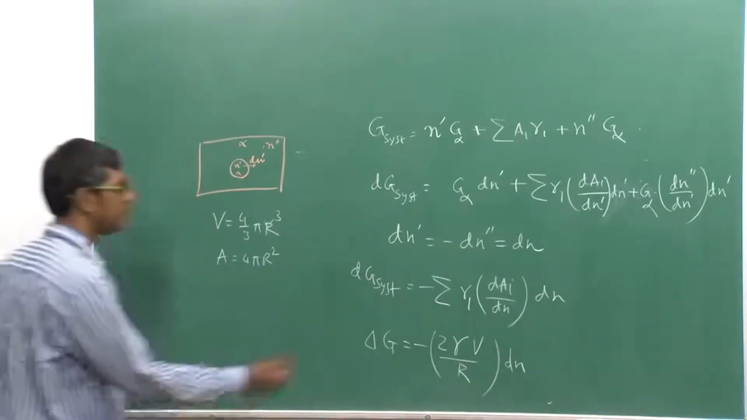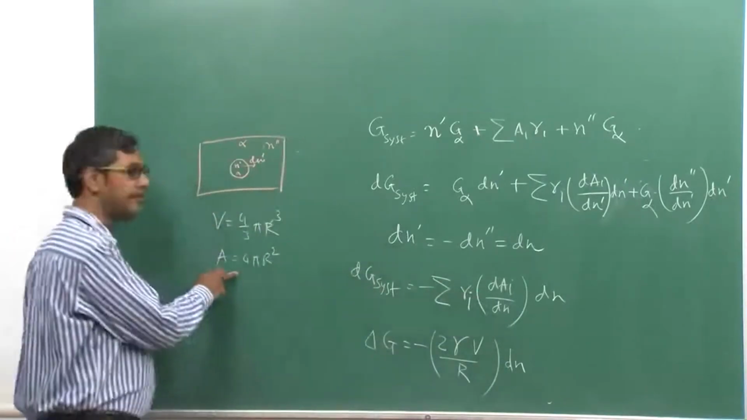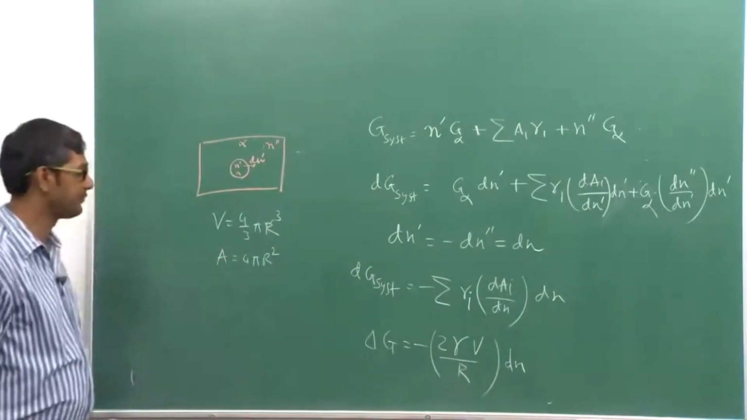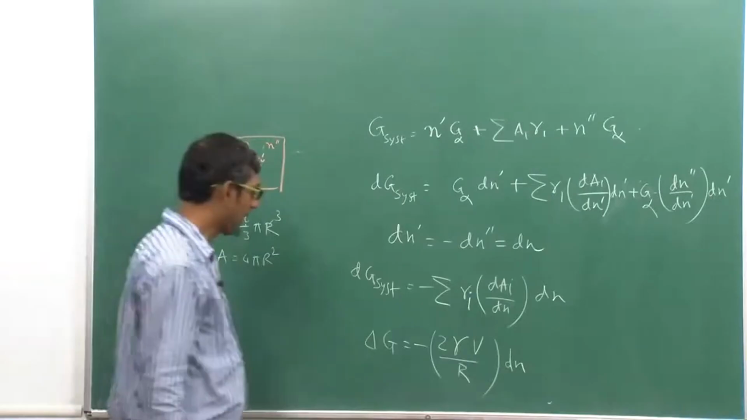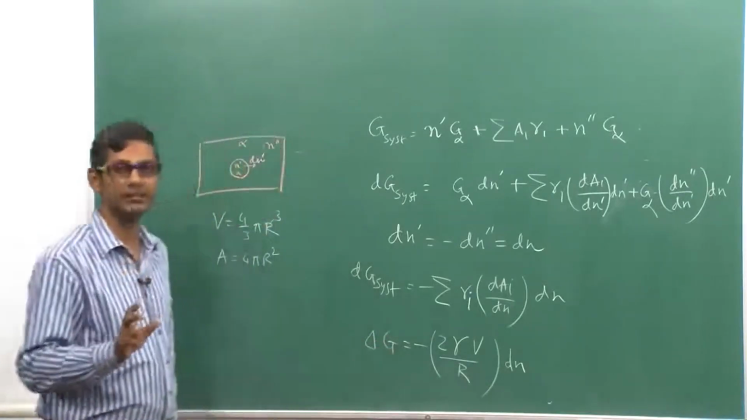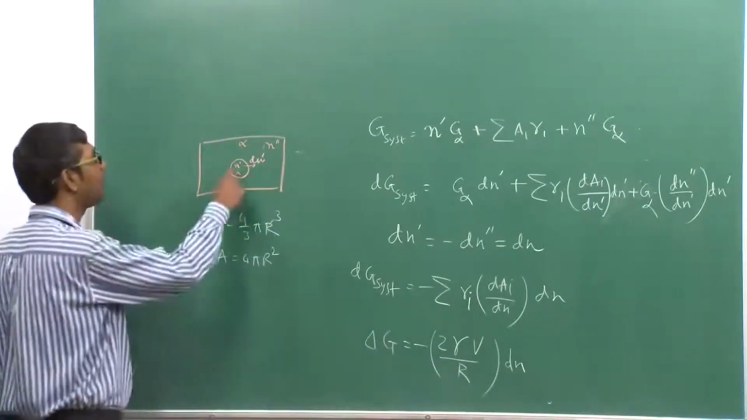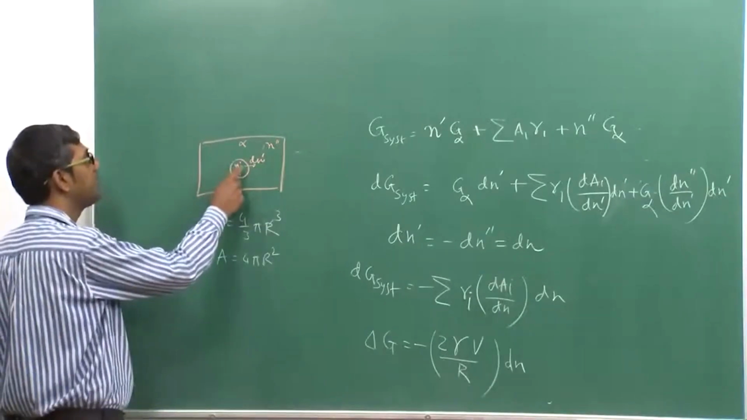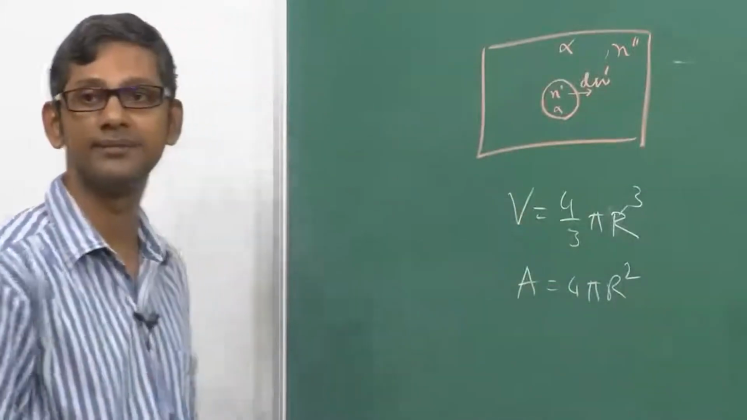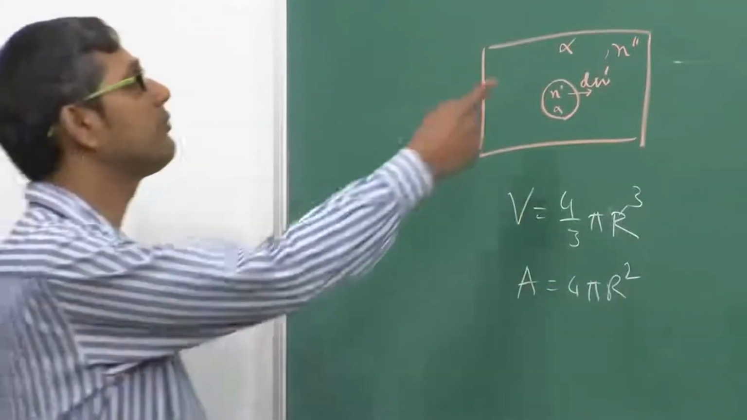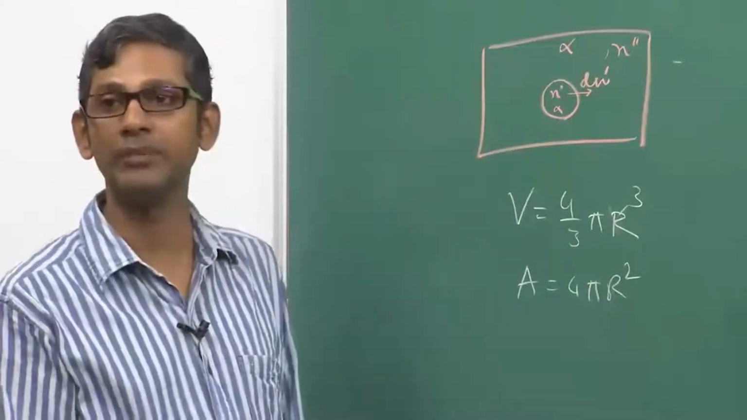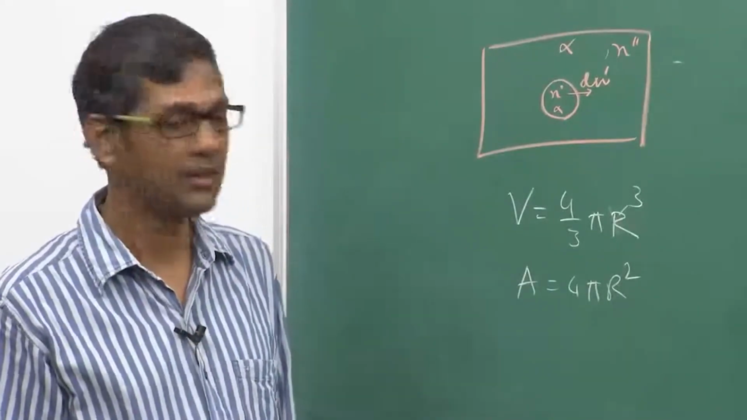It's very simple if you consider one grain with this volume and this area. So, what does it say? It says that the change is always negative. That means mass will keep getting transferred from this small grain to the outside, and slowly this boundary will be wiped out. There will be no such boundary.